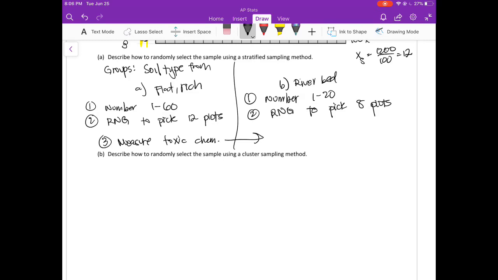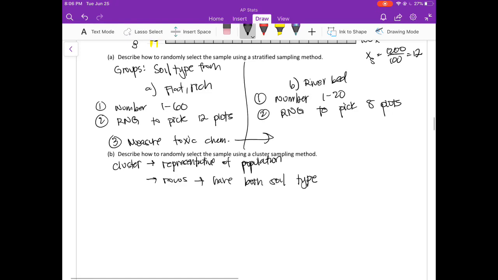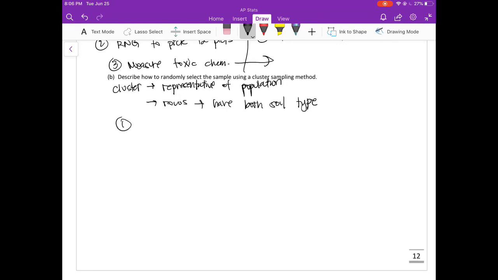Okay. So now part B asks us to describe how to randomly select a sample using a cluster sampling method. So remember, for a cluster, right, we want it to be representative of the population. Okay, so what this means is that however you create your groups, there needs to be both types of soil there. So some from the flat rich soil, some from the riverbed. Okay, so in order for us to do this, in this case, we're going to use the rows because they have both soil types.